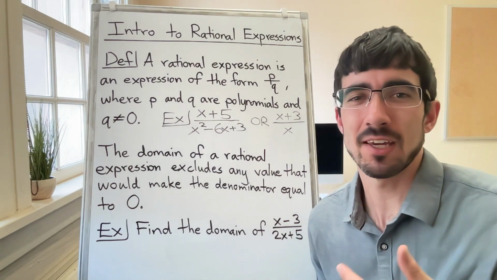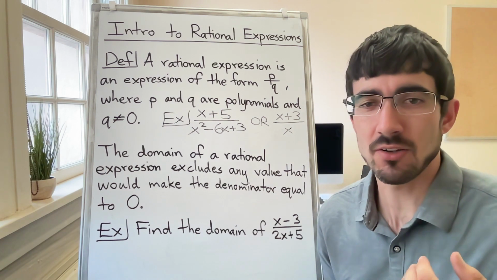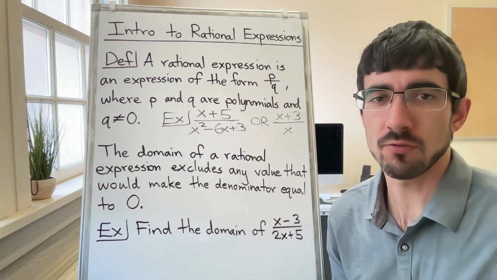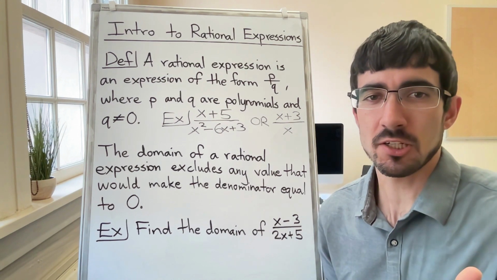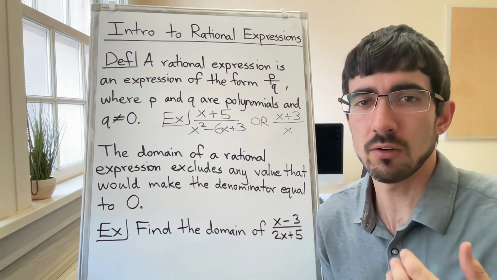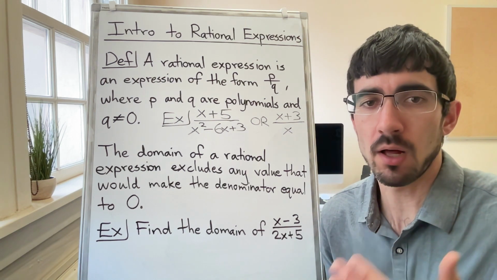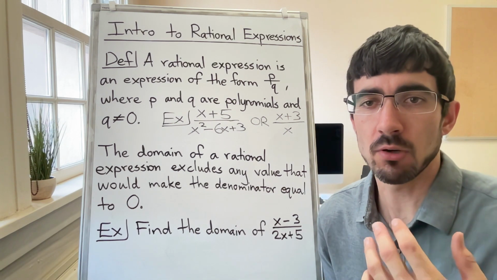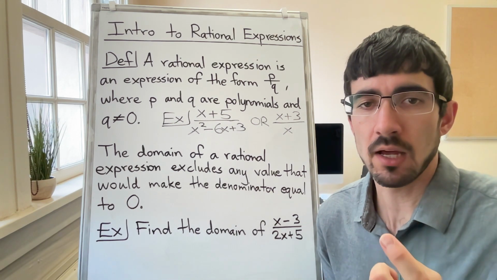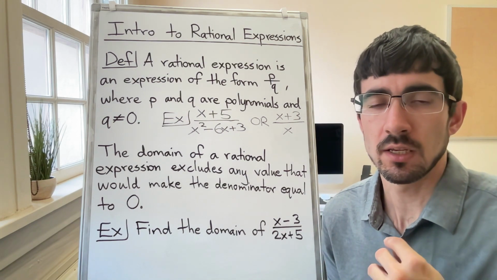In this video, I would like to introduce rational expressions, discuss their domains, and talk about evaluating rational functions. So a rational expression involves a fraction. It's any expression of the form p over q, where the numerator and the denominator, p and q, are polynomials, and q is not equal to 0. That polynomial in the denominator cannot equal 0 because division by 0 is undefined in algebra.